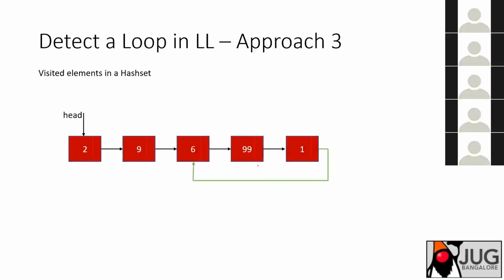Okay, approach 3. What you can do is take a hash set and keep adding the visited nodes in a hash set. A hash set cannot take duplicates, right? So before adding to the hash set, first check whether the hash set contains this particular node. For example, I created a hash set, and I inserted a reference of this node. So this node 2 is added into this hash set, and then I visited 9. I checked whether 9 already exists. No, so I added 9 here. Then we visited 6, so you added node reference 6 here, right?